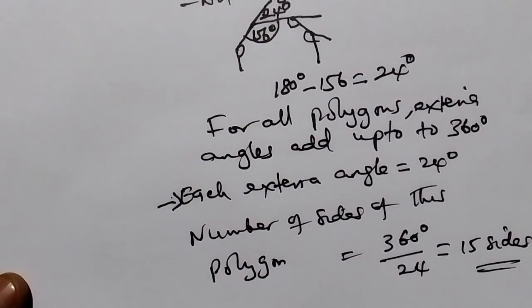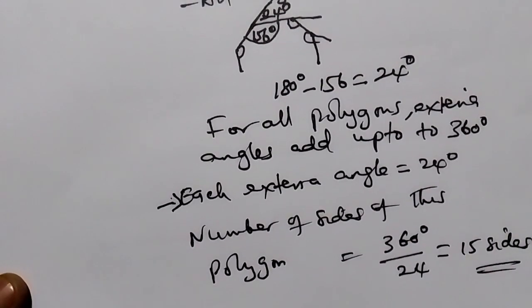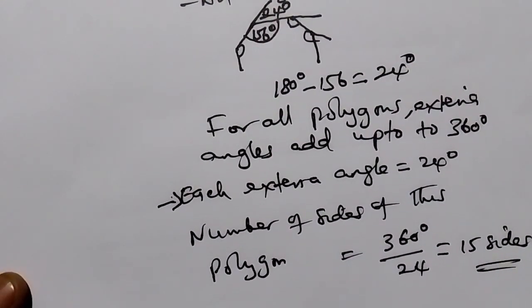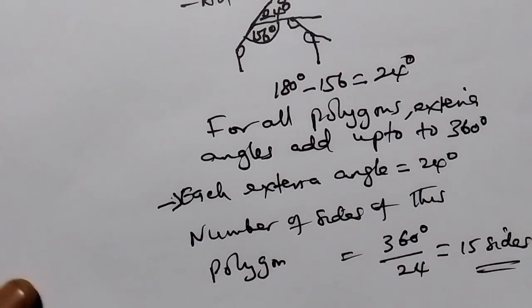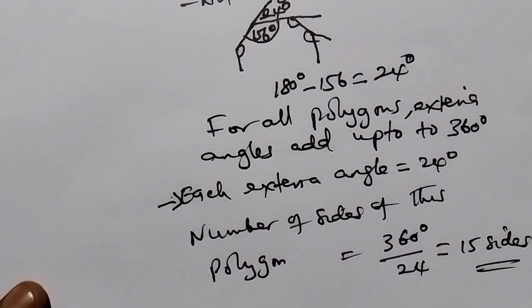The size of an interior angle of a regular polygon is 156 degrees. Find the number of sides of the polygon. So the number of sides of this polygon is 15 sides, and that is the answer.